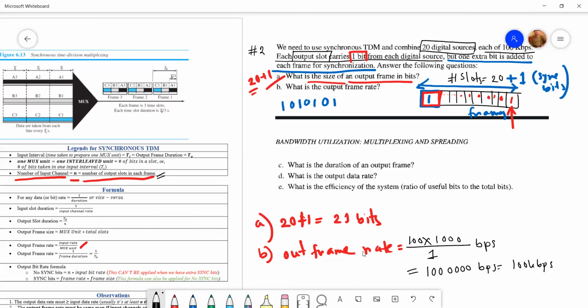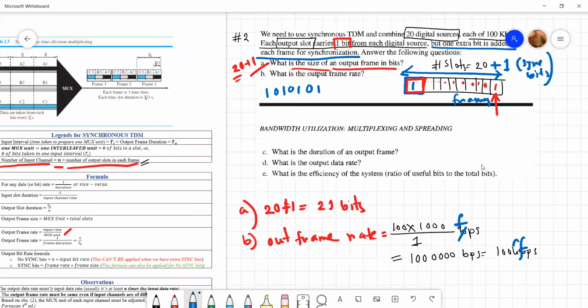One thing I have done, a mistake here. The frame rates are not the bps, these are the fps, frames per second. I intentionally made this mistake because sometimes we forget about it. We write the output frame rate as the bps, meaning output frame rate are not the bps, those are the frames per second. So you have to be very careful about that.